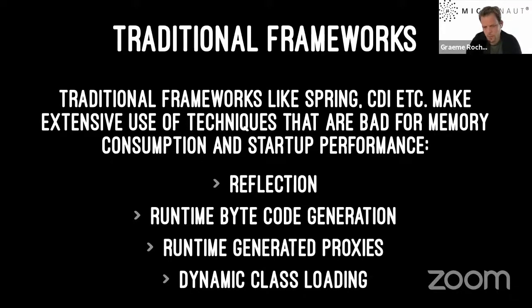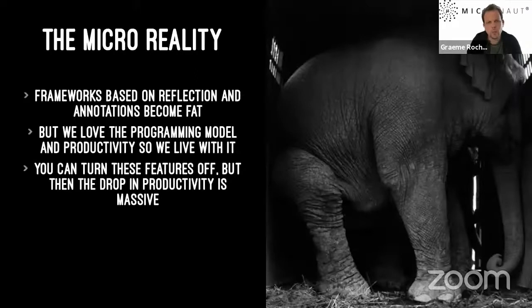For example, the use of reflection, runtime bytecode generation, runtime generated proxies, dynamic class loading, and all of these features combine to make traditional frameworks quite a bit heavier. When you're trying to build applications that run natively inside of a container, this leads to the elephant in the room: these large containerized workloads.